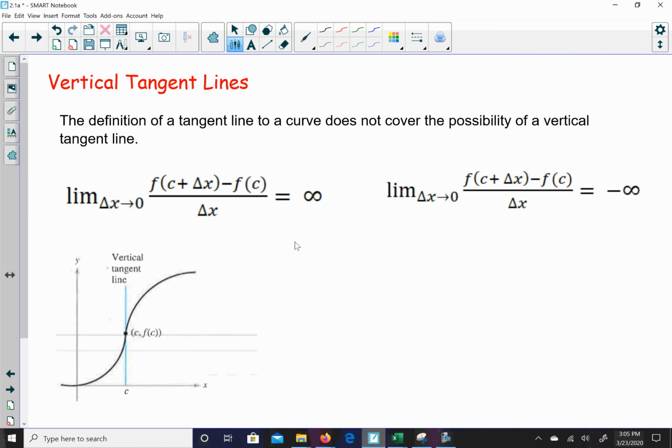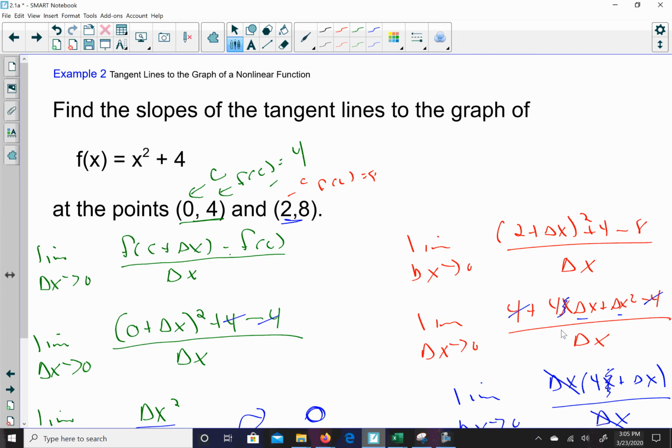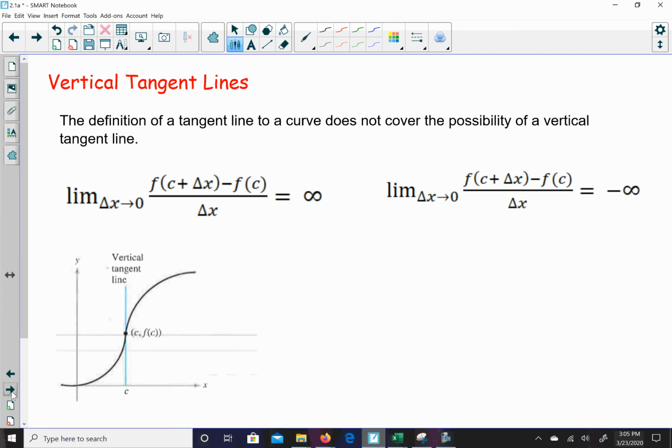So this next slide talks about a vertical tangent line. Remember how back here I said usually you can factor out the delta x and then they simplify? Well, sometimes you can't, and what happens if you can't is you end up with what's called a vertical tangent line. Even though the function's continuous, see, this is a continuous function, at this point right here, my limit is going to approach either positive infinity or negative infinity. So I'm going to have a vertical tangent line, which means you cannot find the slope of that tangent line because it would be undefined.